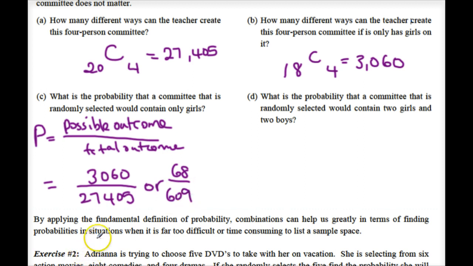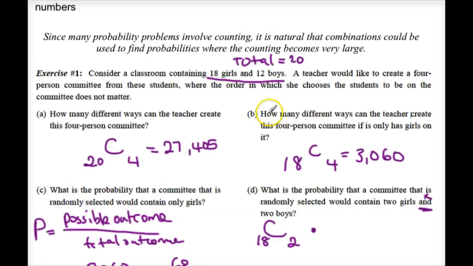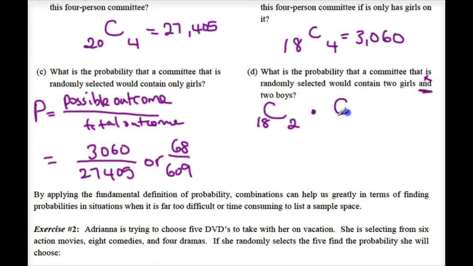Now the last one says, what is the probability that a committee that is randomly selected would contain 2 girls and 2 boys? So 2 girls and 2 boys. Remember we talked about how "and" earlier means to multiply. So 2 girls would be 18 choose 2 times, how many boys did we have? We had 12 boys, times 12 choose 2.